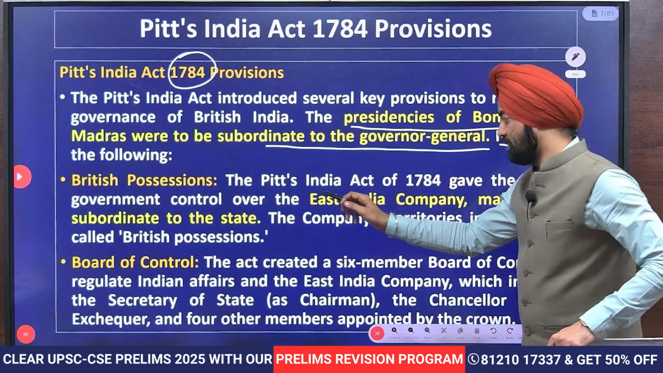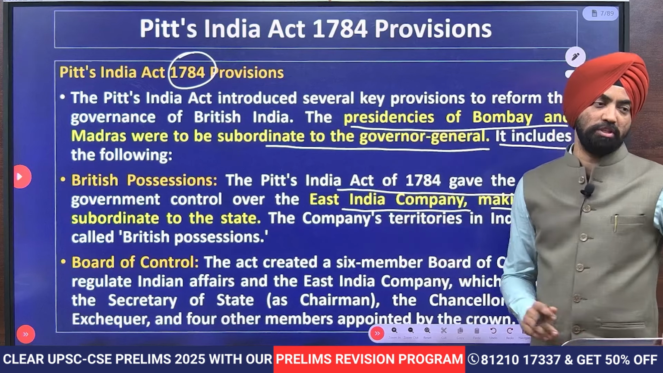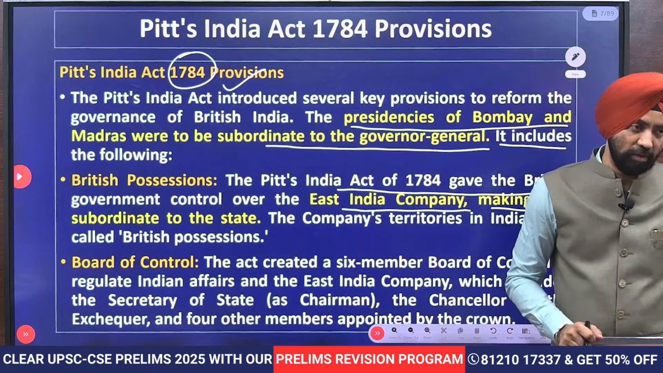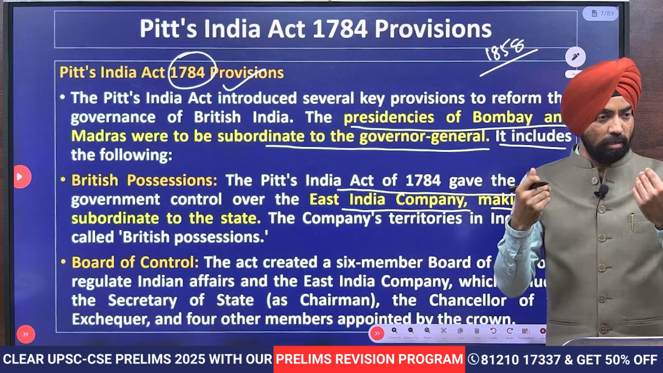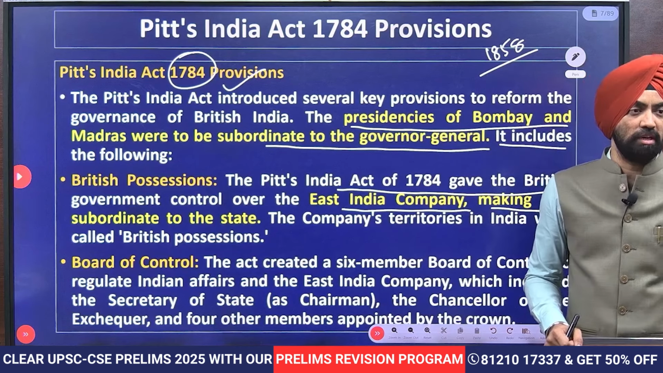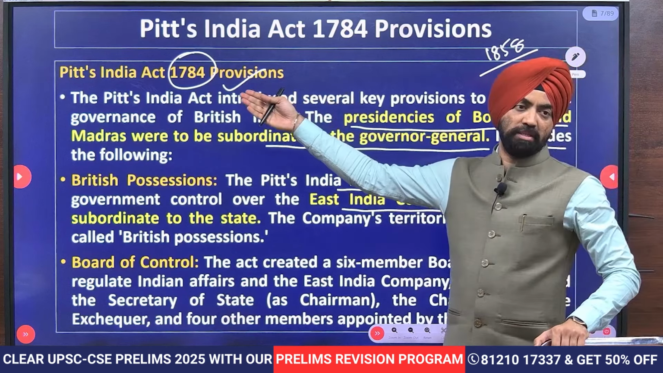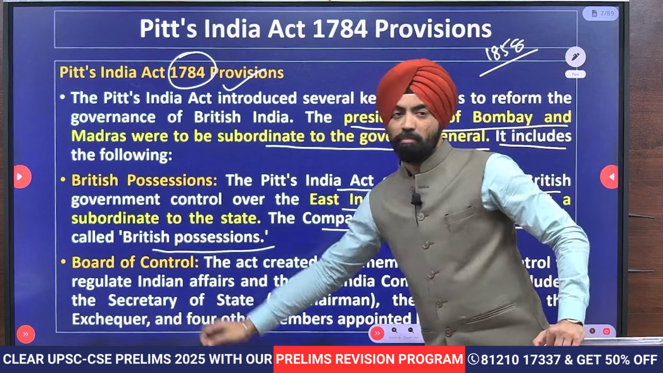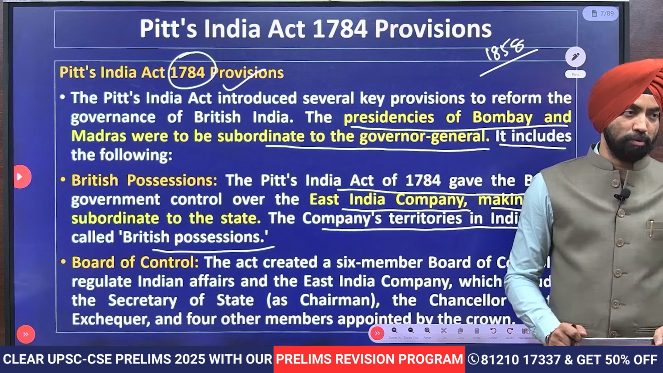It included the following. What did it say? The Pitt's India Act 1784 gave the British government control over the East India Company, making it subordinate to the state. So what has happened? The control over the East India Company started with the Pitt's India Act of 1784. And as per the 1858 Act, the company rule was completely abolished and the British Crown assumed the ownership and the powers, giving a few exemptions of trade to the East India Company, like trading in tea, silk, porcelain and all. Now, the company's territories in India were called British possessions. So whatever territories the company was holding started to be referred to as the British possessions in the Pitt's India Act.